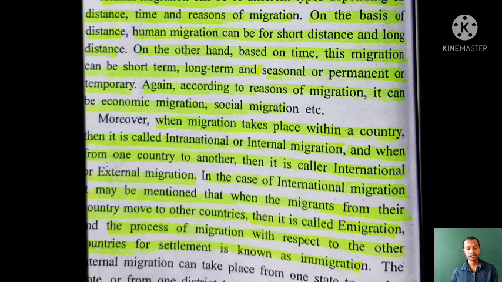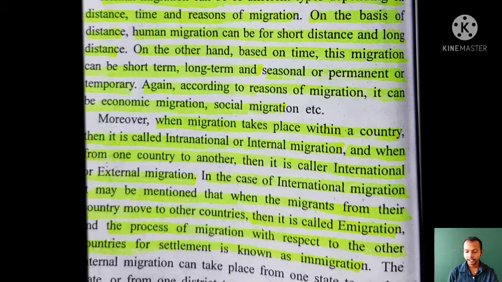That way, if a person from his or her own country is going to another country, that movement is known as emigration. And if the person is going to another country and getting settled there, it is known as immigration. Both are pronounced similarly, only with some spelling changes. Okay, dear friends.